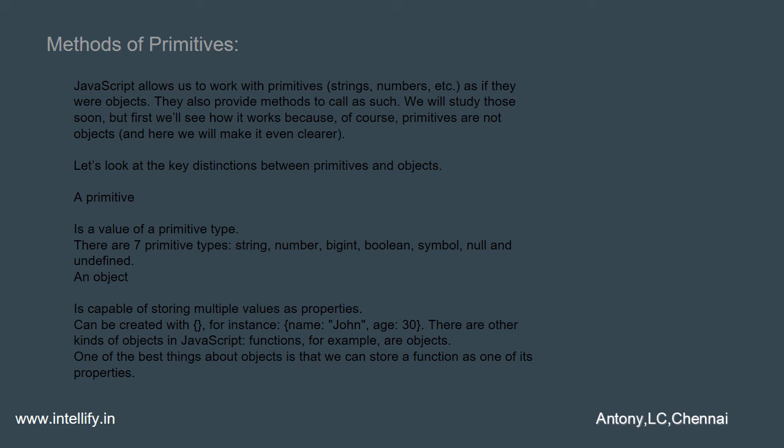What is an object? It is capable of storing multiple values as properties. As we already know, it can be created with curly braces. For instance, open curly braces, name given as John, age 30. We can also use different data types here. There are other kinds of objects in JavaScript, such as functions, for example. One of the best things about objects is that we can store a function as one of its properties. This is where the object is used in JavaScript.